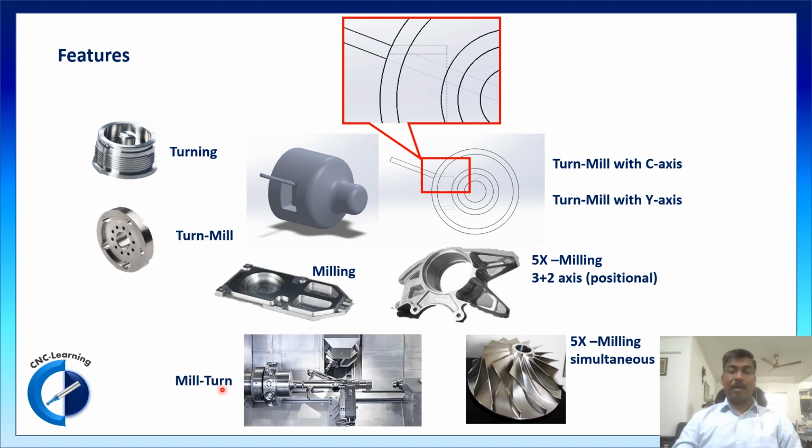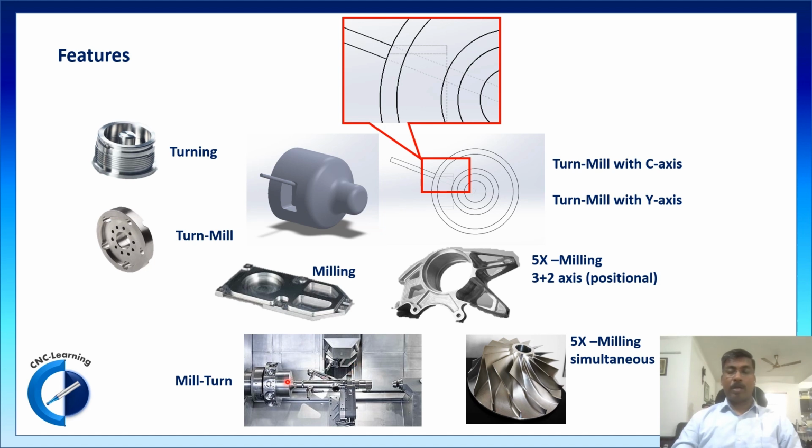Now comes mill turn. If your part demands a lot of milling features, the number of tools required to machine that part will become more, which makes it compulsory to have a tool magazine. So finally the machine selection should be a mill turn center. This picture is of a mill turn center with 2 rotary axes, one rotary on the chuck and the other a tilting axis on the milling spindle.